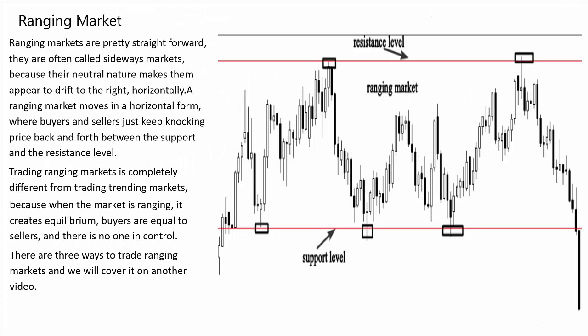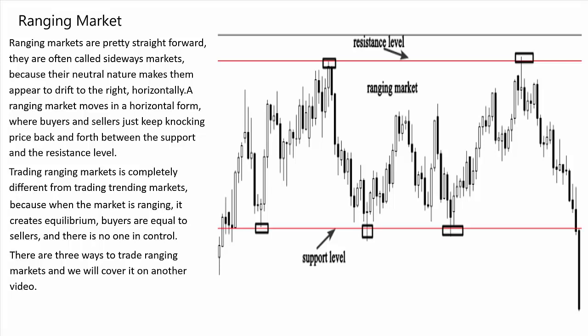Ranging markets are pretty straightforward. They are often called sideways markets, because their neutral nature makes them appear to drift to the right, horizontally. A ranging market moves in a horizontal form, where buyers and sellers just keep knocking price back and forth between the support and the resistance level.